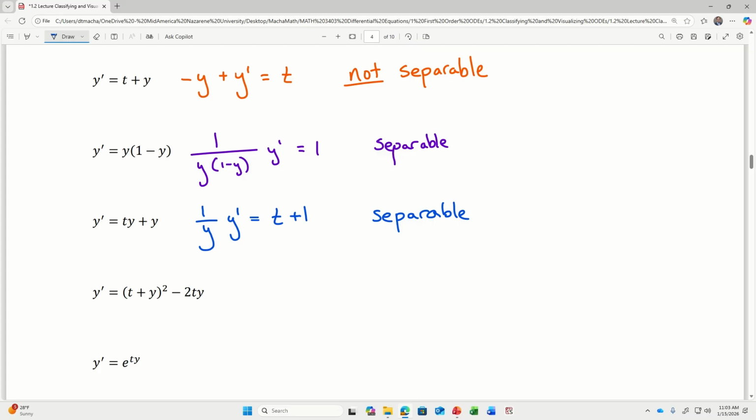Okay, what about the next one? We got y prime equals t plus y squared minus 2ty.